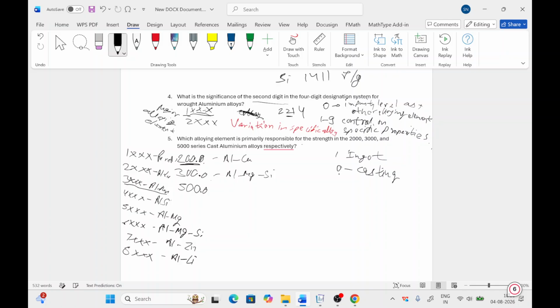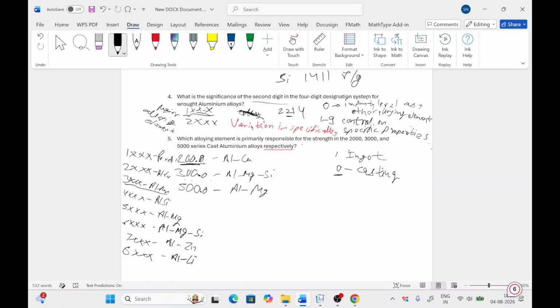Yes. So here we write zero for the casting. So it is dot zero. So the 3000 series, so 300.0 is the aluminum magnesium silicon, and 5000 is aluminum magnesium, yeah, aluminum magnesium.